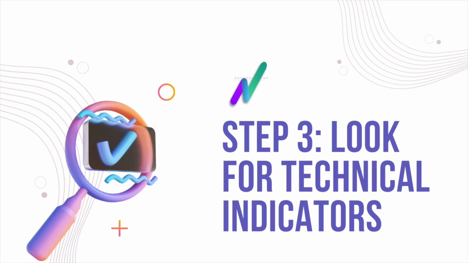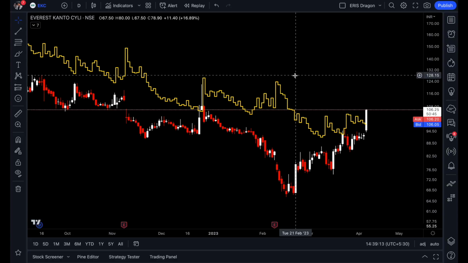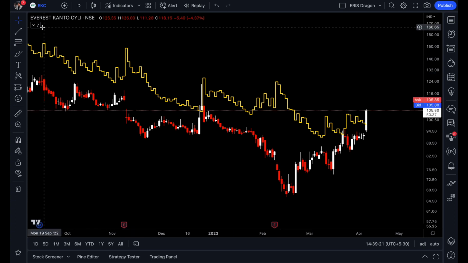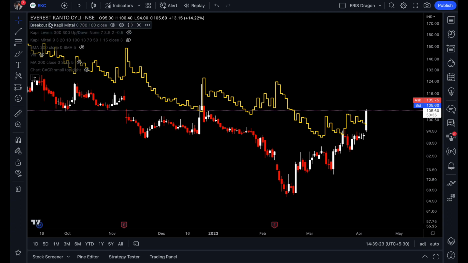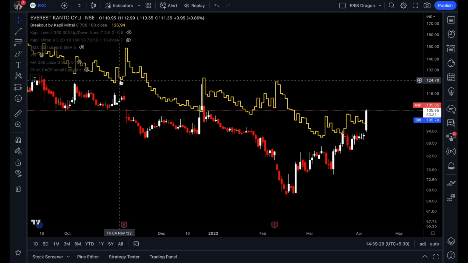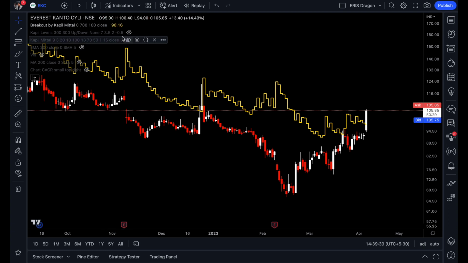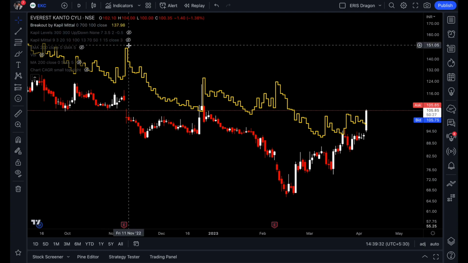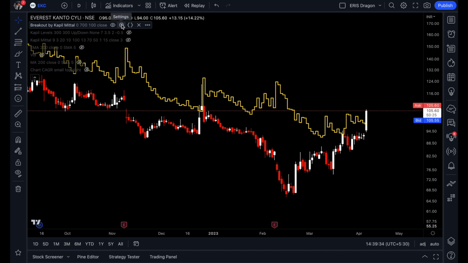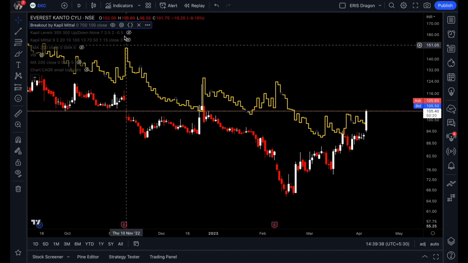We need to look for technical indicators. There are multiple technical indicators on TradingView that can help you identify high momentum stocks, but the most reliable indicator that you already have is the Breakout by Kapil Mittal indicator, which I have already given access to you. You can use this indicator along with the screener settings that I'm going to show you to identify breakout stocks. And I'll guide you to the settings for the breakout indicator.